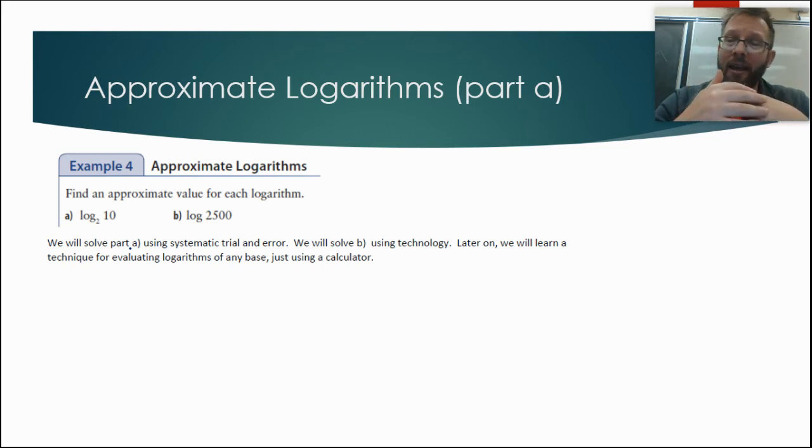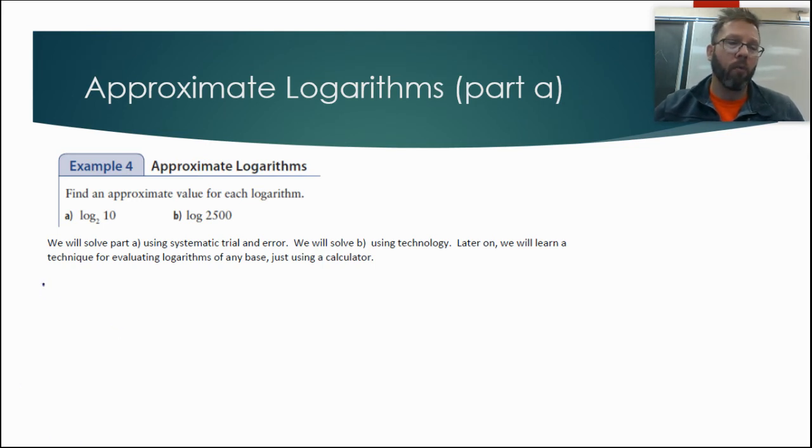So we're asking in A, 2 to what exponent gives us 10? We're going to solve A by using systematic trial and error. And keep in mind, later on, we are going to move away from trial and error, and we'll have a process for doing this on our calculators. Part B, we're not going to use systematic trial and error. We're going to be smart about it. We're going to use technology. You know what? Maybe even after we do part A by hand, we'll bring it up in Desmos as well. Okay. So let's start with part A.